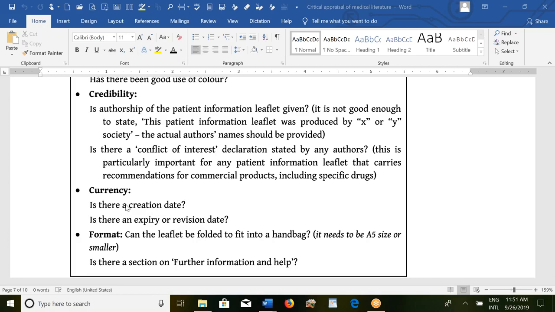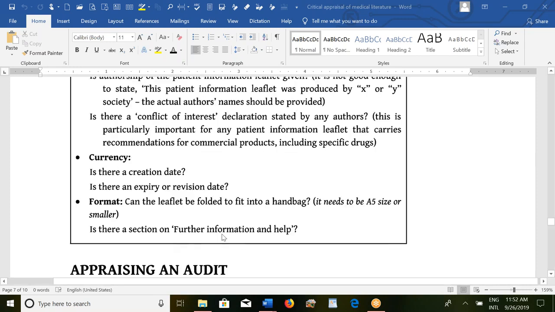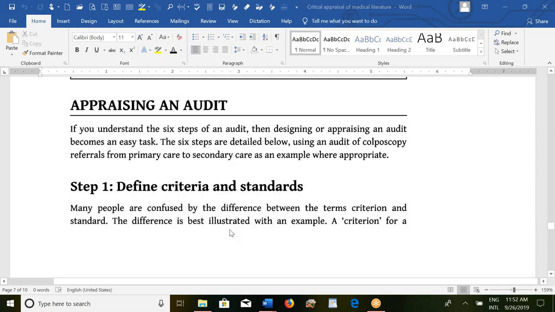Then we have to see that is it current, like what is the date of creation. There should be an expiry date also, that this information is good for the next 2 years and then it will be reviewed in 2021. Then what is the format? Basically it should be A5 size or smaller, so that it can fit in the handbag of the patient. Is there a section on further information and help? There should be a contact number, a website, everything should be there. So in the end again you will say these are the good points and these are the weaknesses in this paper. So after making a few changes I can use this one in my study.